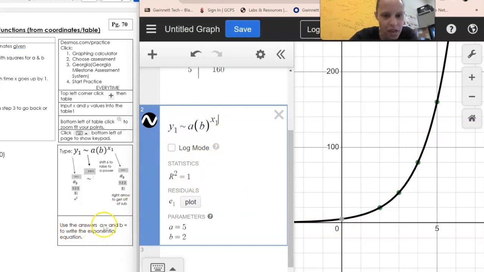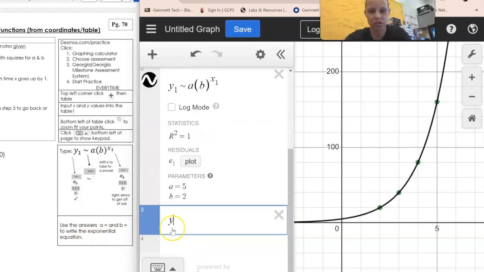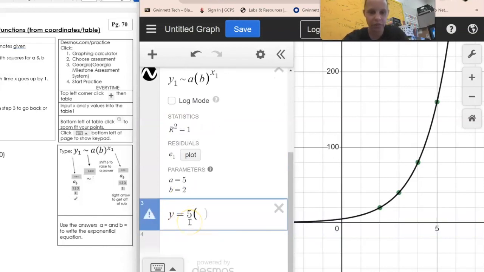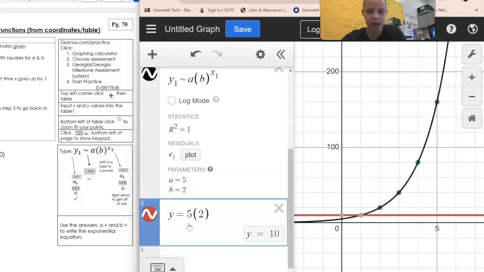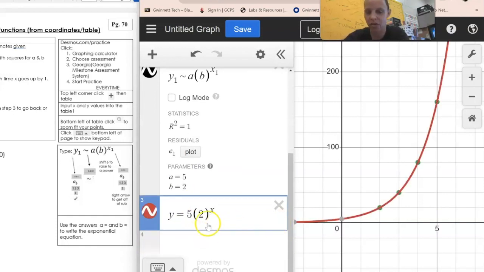Use the answers A equals and B equals to write the exponential equation. So just like we found before, A is equal to 5, B is equal to 2. So my equation is Y equals A, which is 5, B, which is 2, to the power shift 6 of X. And notice that red line is going to go exactly over that black line. So you can do it by hand or you could do it by calculator. Sometimes it's faster to do it by hand, but it's definitely your choice.